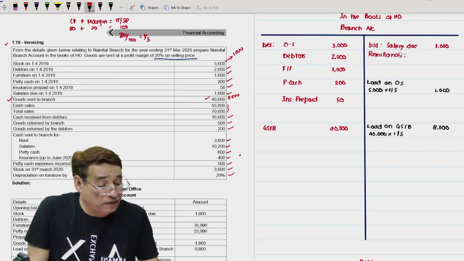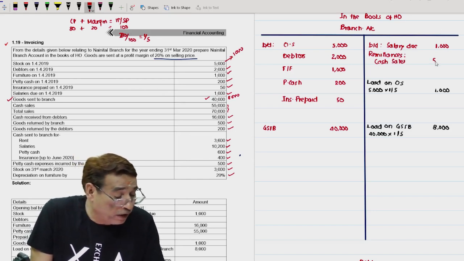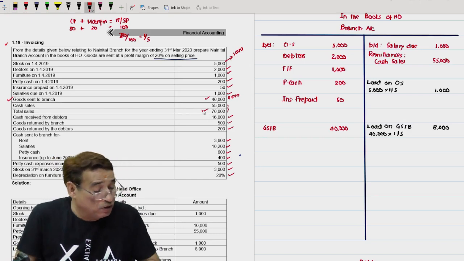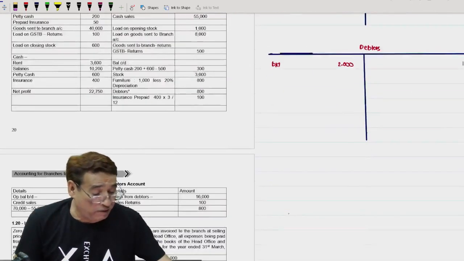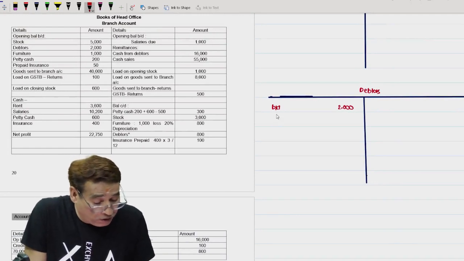Under the remittances, I am going to write cash sales. Amount of cash sales is 55,000. Then we have been given total sales. Total sales is 70,000. So the difference of cash sales and total sales will be your credit sales. So credit sales you are going to put towards the debit side.